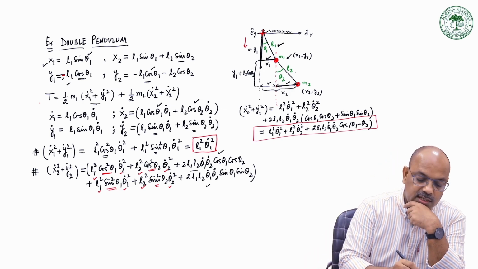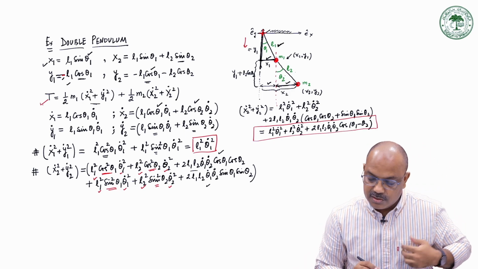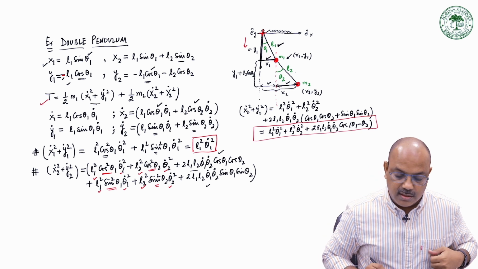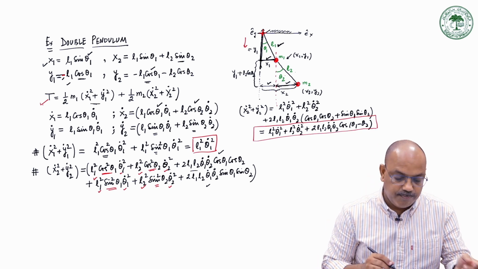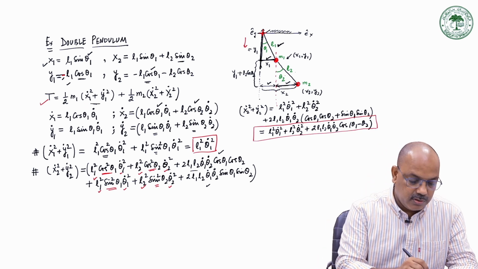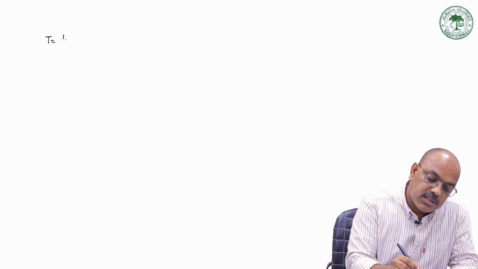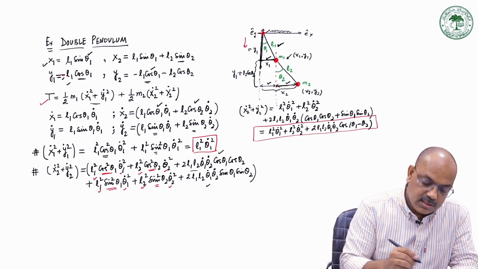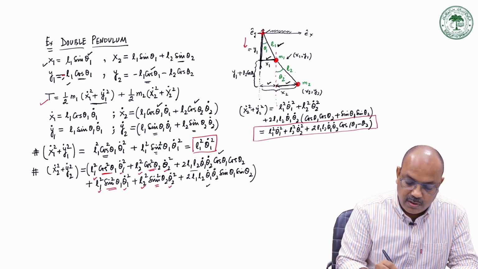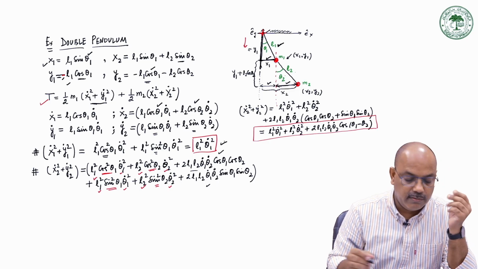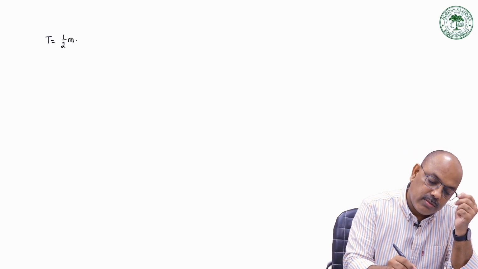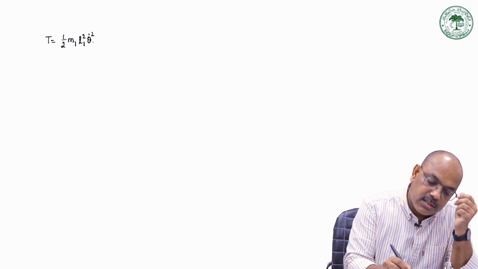So I can write the kinetic energy. Let's write the kinetic energy, and here you can see one thing, that I have m1 and m2. So kinetic energy T is first half m times x1 dot square plus y1 dot square, and that is going to be L1 square theta 1 dot square. So this is going to be m1 L1 square theta 1 dot square.